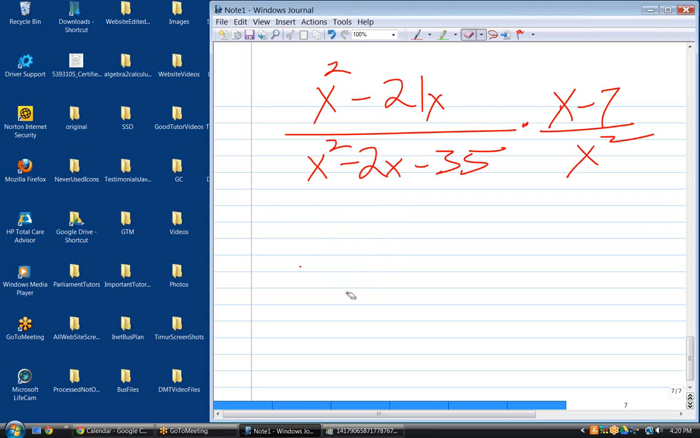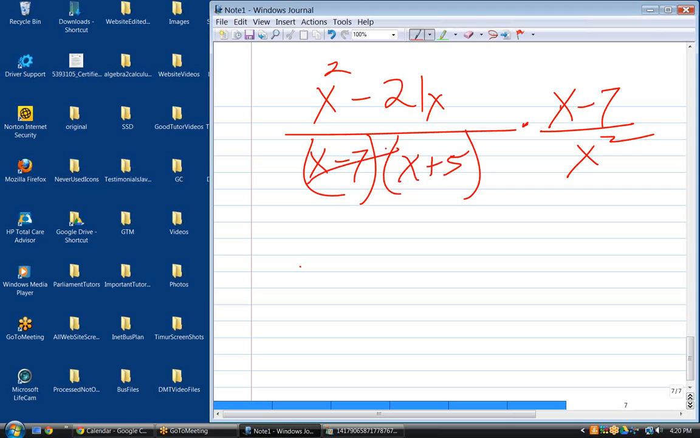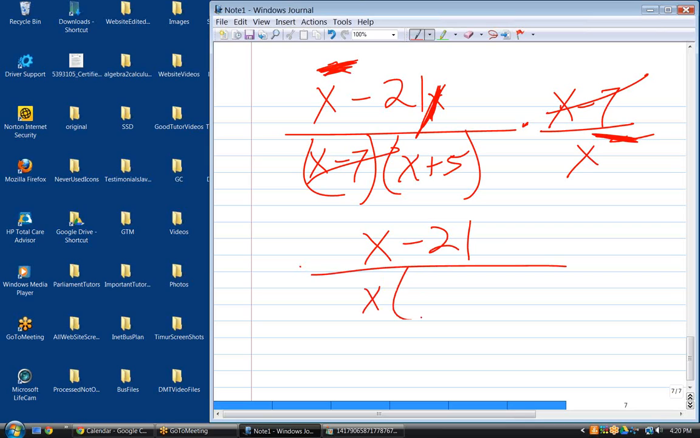Now, you'll notice this factors into an x minus 7 times x plus 5, right? So x minus 7 times x plus 5, I can cancel that with that, and I can cancel one of these x's with one of those x's. See that? So I've got x minus 21 all over x times x plus 5 is my final answer there.